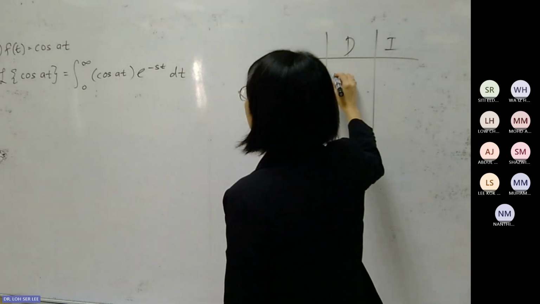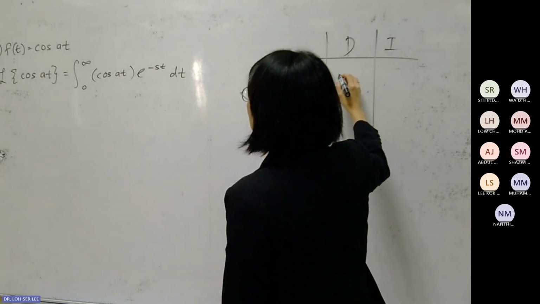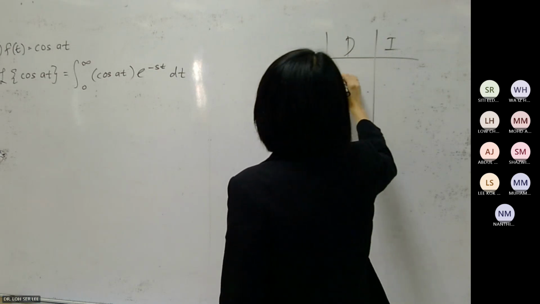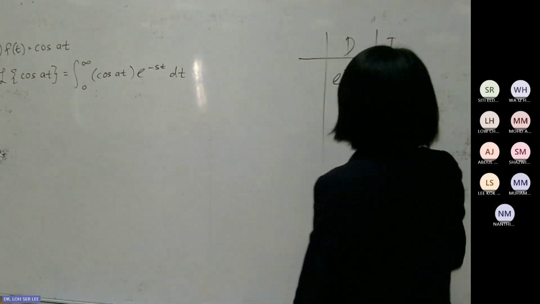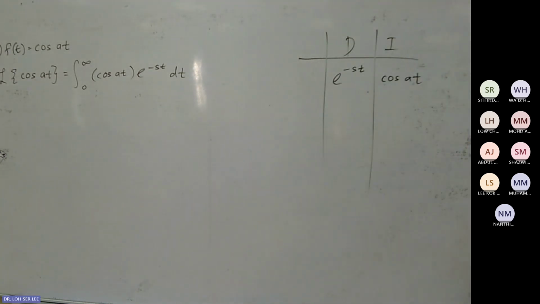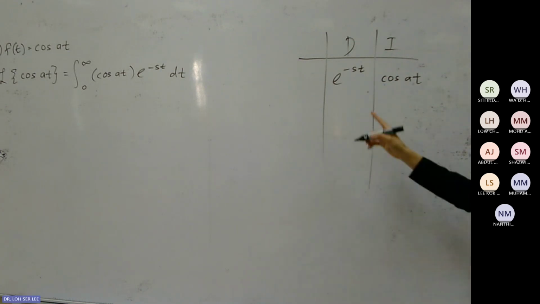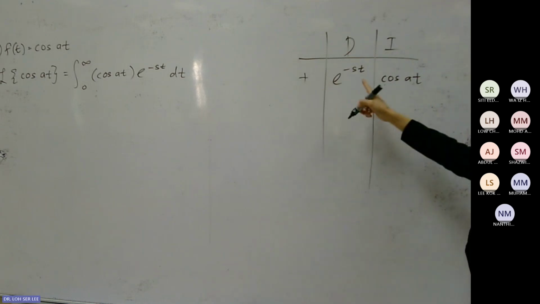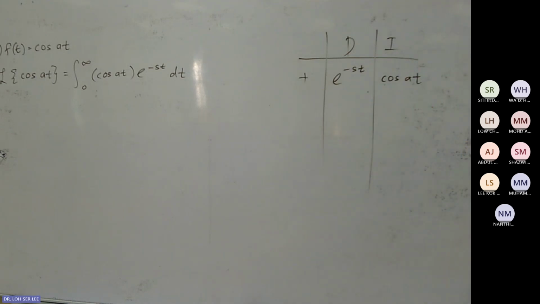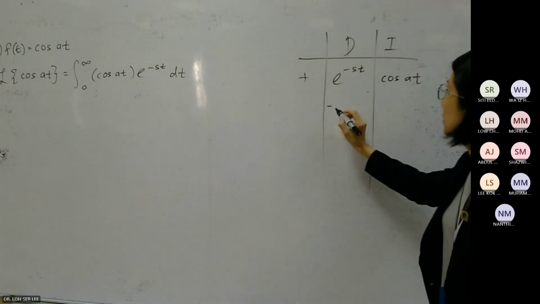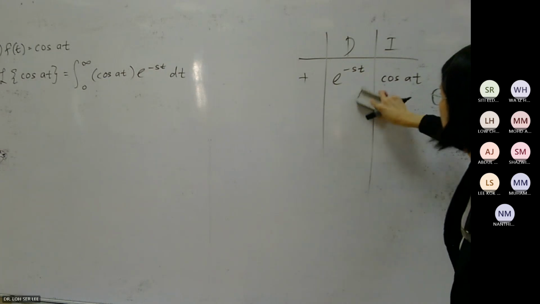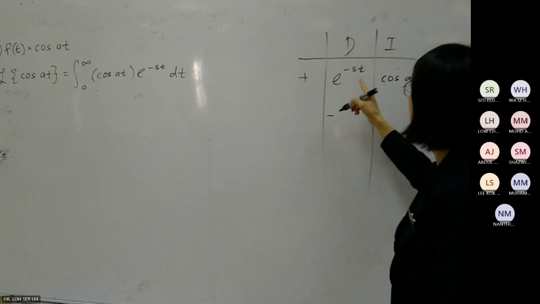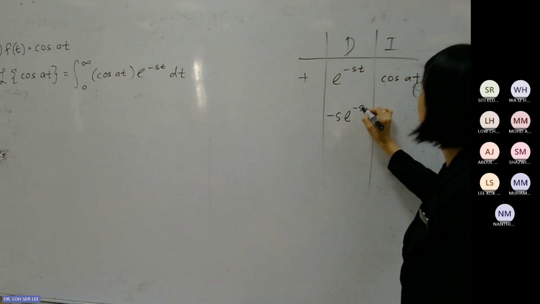Let's say which one to be here. I choose this to be here, this one to be here. It can be the other way around. It can be cos here, exponential here, doesn't matter. So this one, when you differentiate with respect to t, minus a sin at, and this one, e negative st.